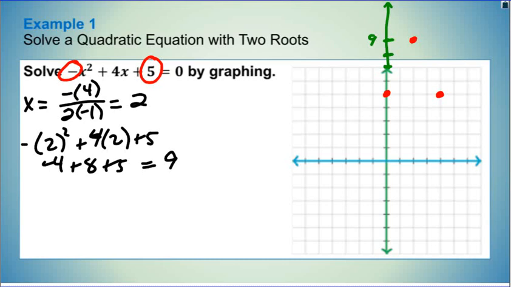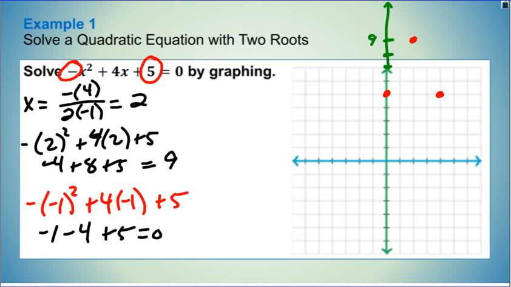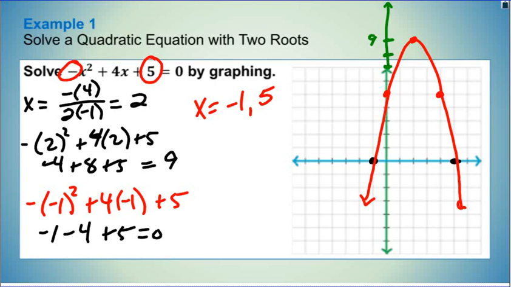So if I go to -1, so -1 squared plus 4 times -1 plus 5. So this gives us -1 minus 4 plus 5, which gives us 0. So I have a point at -1, 0. So here, that means I'm 1, 2, 3 steps to the left. I go 3 steps to the right. 1, 2, 3. That goes here. Now I have all the points I need to create my parabola. And my solutions, x would equal -1 and 5.